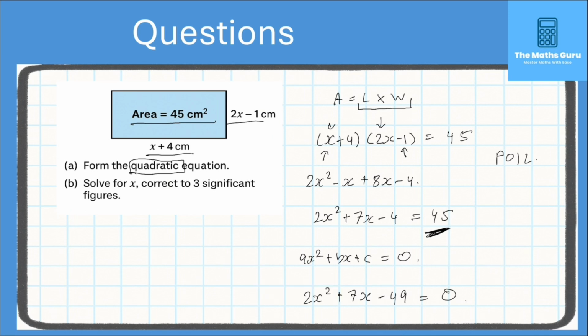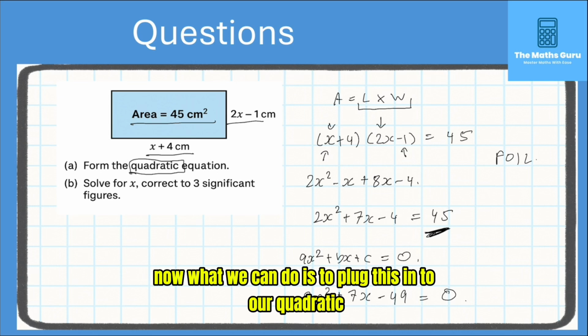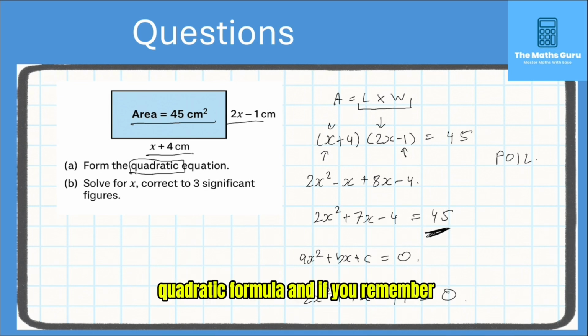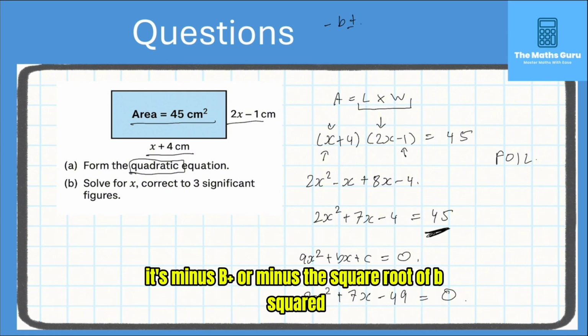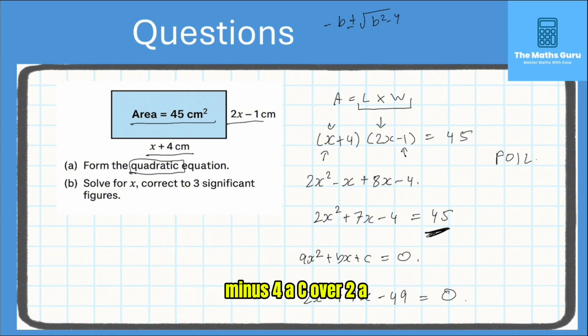Now what we can do is to plug this in to our quadratic formula. And if you remember, I'm going to write it up here. It's minus b plus or minus the square root of b squared minus 4ac over 2a.